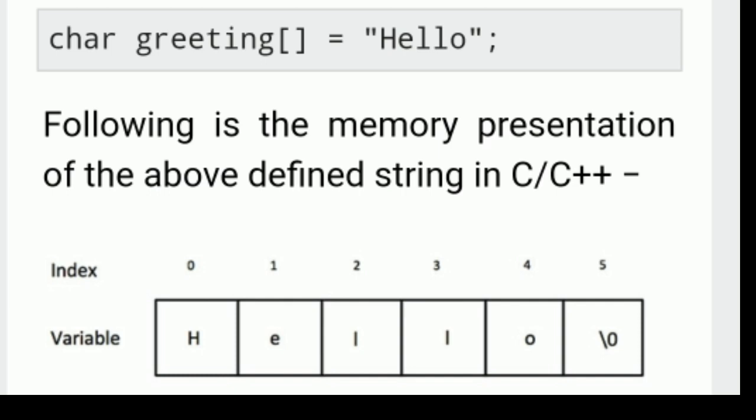Let me give a simple program. #include <stdio.h>, int main function open braces, char greetings[6] equal to open braces, 'H', 'E', 'L', 'L', 'O', each within single quotation marks, comma separated, then '\0' in single quotation marks, closing braces and ended with a semicolon.